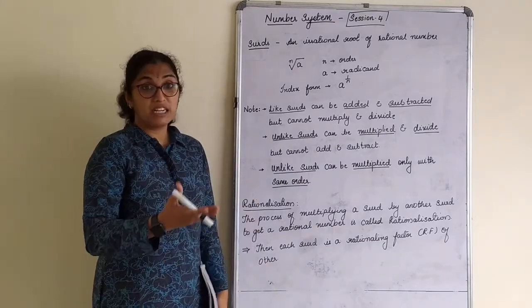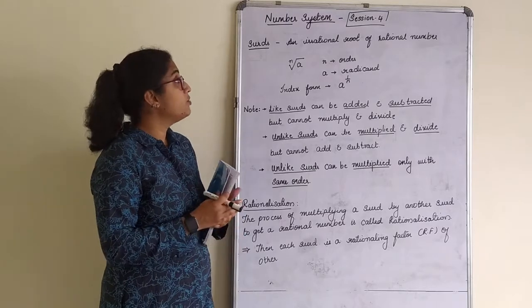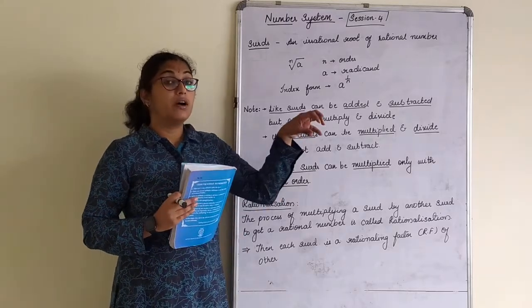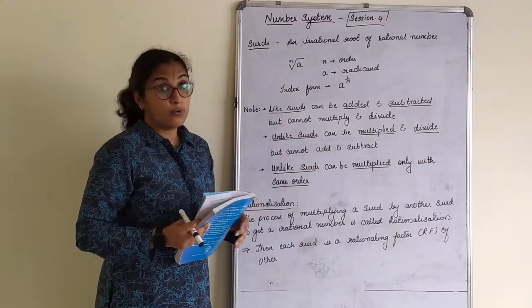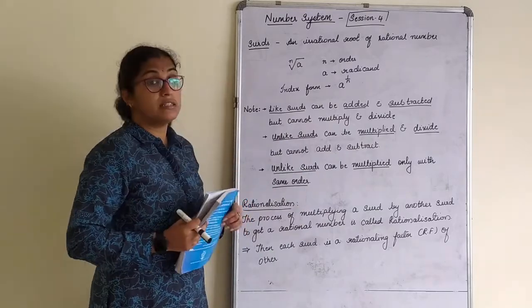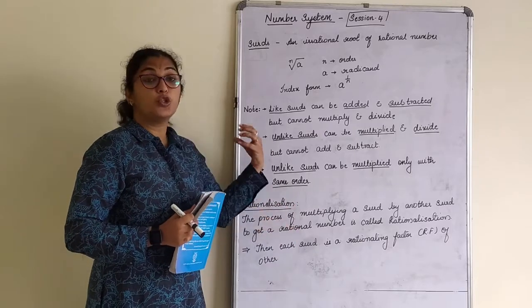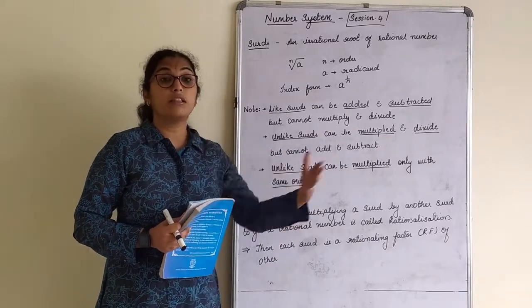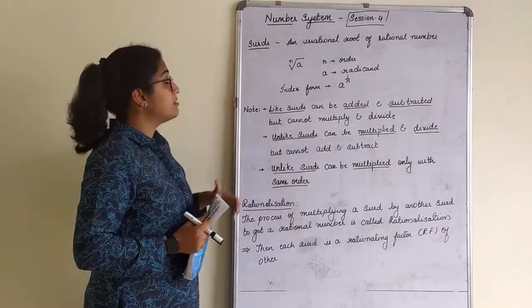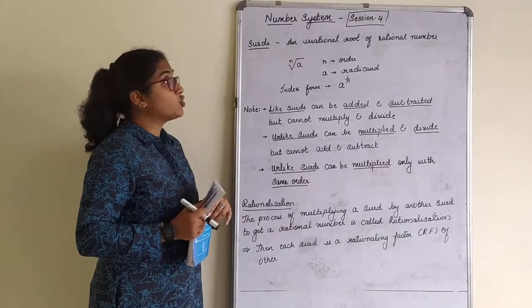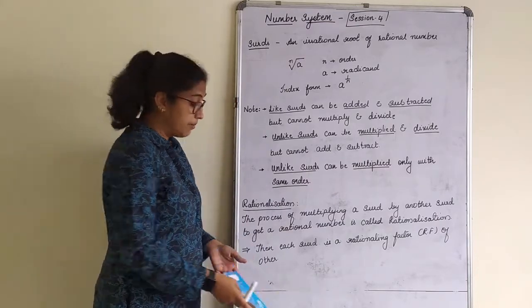So before we start with the next exercise, we need to know certain things with respect to how we solve it. That is something about surds. This is not in your syllabus, but you all should know these basics to solve the next exercise. Surds. A surd is an irrational root of a rational number.